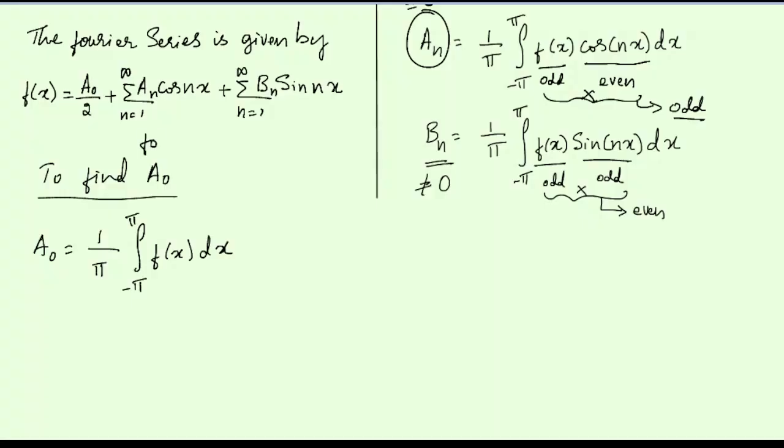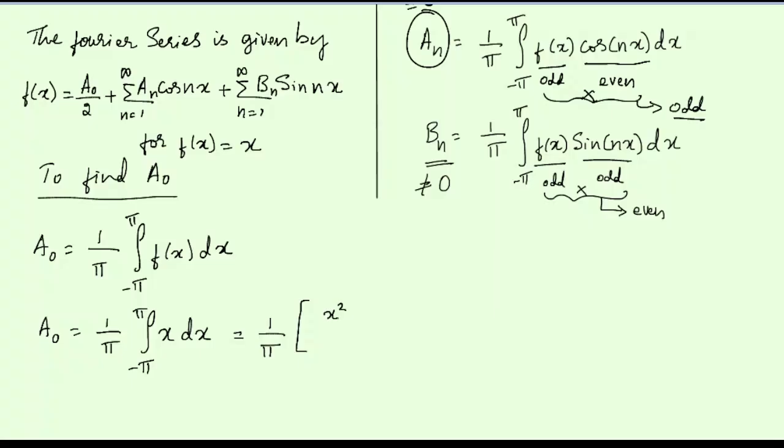Okay. Here you can also write for f of x equals x. So start simplifying. A0 is 1 by pi integral minus pi to pi x dx. 1 by pi as it is. What's integration of x dx? It's x squared divided by 2, right? Lower limit is minus pi, upper limit is pi.